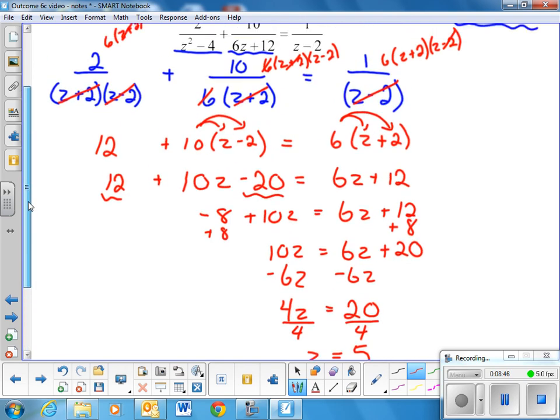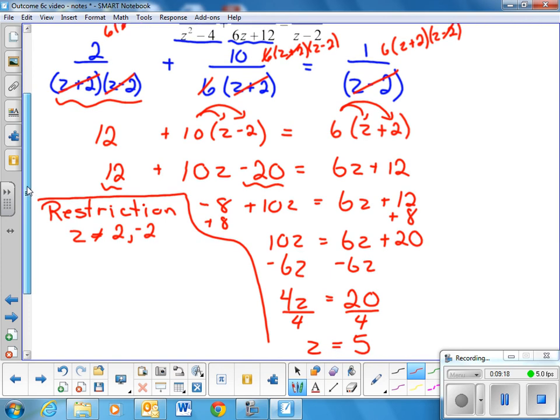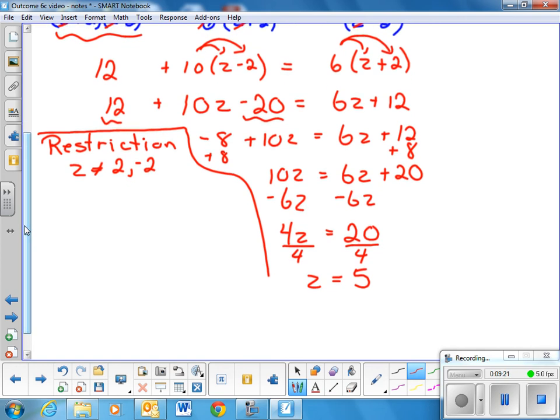Now let's go back and check restrictions. When we're doing restrictions on this question, we need to do it after we've factored. And once we've factored, we want to make sure that none of those denominators equal 0. So looking at the first one gives us restrictions that z cannot be positive 2 or negative 2. Looking at the second denominator is negative 2, but we already have that. And the third denominator gives me a restriction of positive 2, which again we have. So the only two restrictions we have are that z cannot be positive 2 or negative 2.